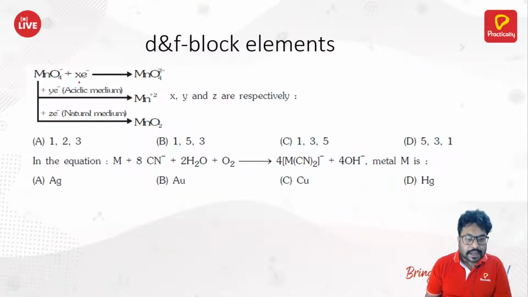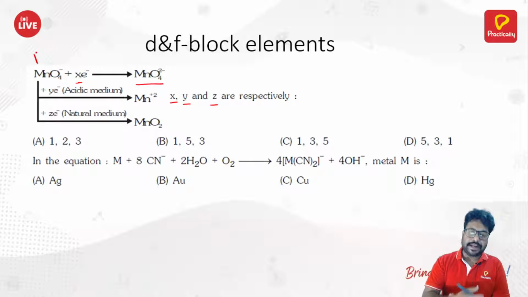MnO4 1 minus plus X electrons going to MnO4 2 minus. They are asking the values of X, Y, and Z. Let me show you how. What is the oxidation state of manganese in MnO4 1 minus? We have calculated it earlier, but we can calculate it once again. Oxygen is at minus 2, right? 4 into 2, minus 8. Minus 8 minus 1, minus 7.